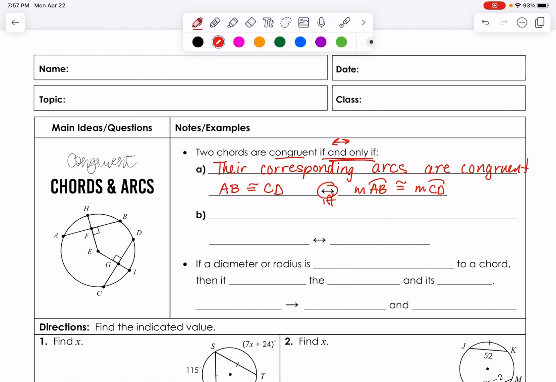The second criteria is they are equidistant from the center. That means that chord AB is congruent to chord CD if and only if FE is congruent to GE.